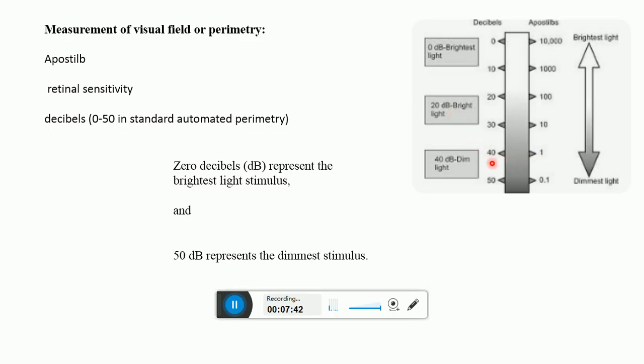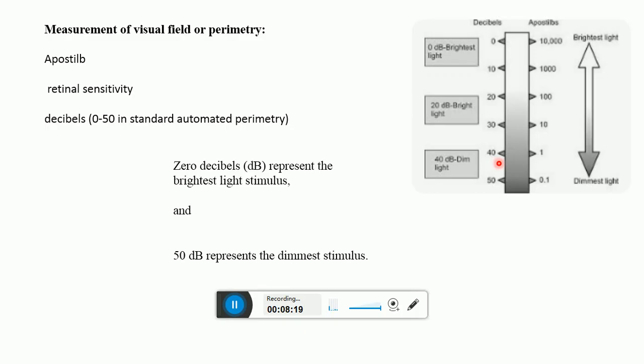40 decibel is equal to 1 apostilb on the Humphrey visual field analyzer, where it represents 0.4 apostilb on the Octopus perimetry. So 50 decibels is the dimmest target the perimeter can project. It is unlikely that any normal person can detect this dim stimulus. A young and perimetrically experienced person can probably see the 40 decibel target, and that too at the fovea.